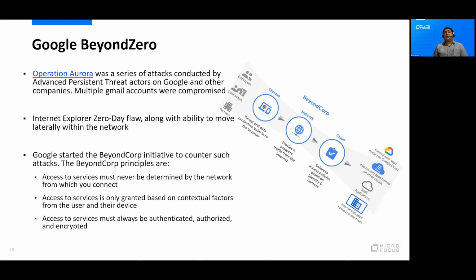So what it means is the authentication shifts from the place where you access it to what is being accessed. That means irrespective of where you access it, you have to authenticate, right? So this is again the always-verify paradigm, right? And access to services is only based on contextual factors from the user and device. Now we spoke about how if you access your Gmail account from a different device, you get a notification on your primary device, right? That's what this means. And access to a service must always be authenticated, authorized, and encrypted. And that's what we see today, right? So that's mainly about BeyondCorp.